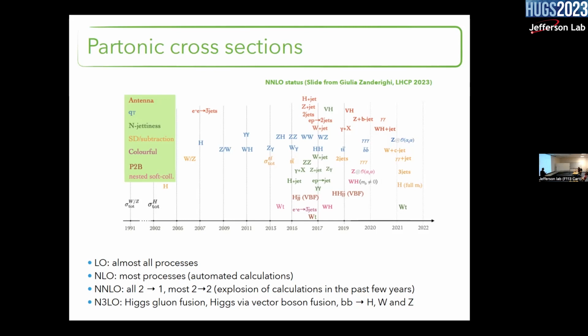And clearly, the more legs you have in a process, for example W, Higgs, and Z, you already start with 3 particles in the final state, so it becomes really a mess to do a next leading order calculation. So it took 20 years to go from next to leading to next to next to leading. And now there are 5 processes that have been calculated in the past 2 years to next-to-next-to-next leading order: Higgs gluon fusion, Higgs via vector boson fusion, b b-bar into Higgs, and W and Z production. So these are the ones that are really the frontier.